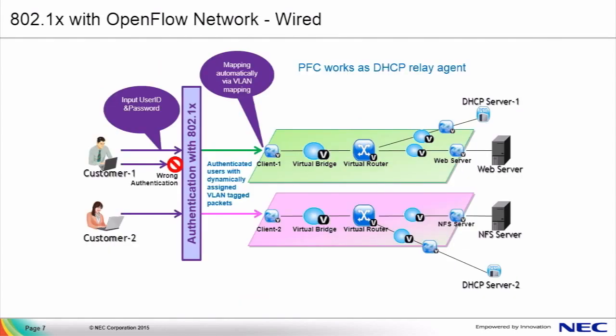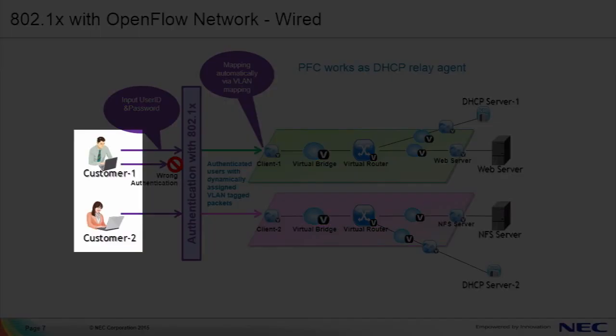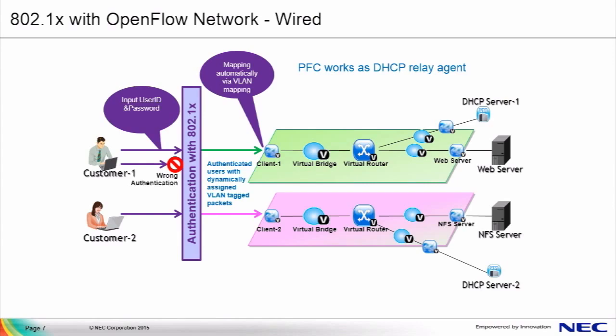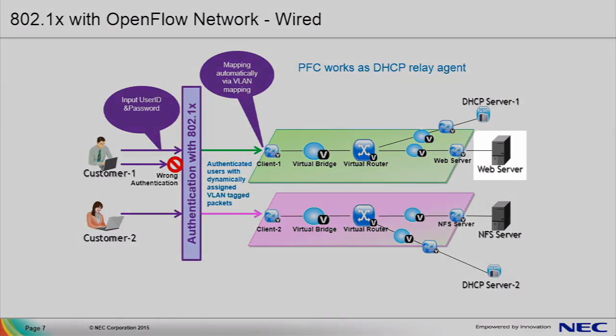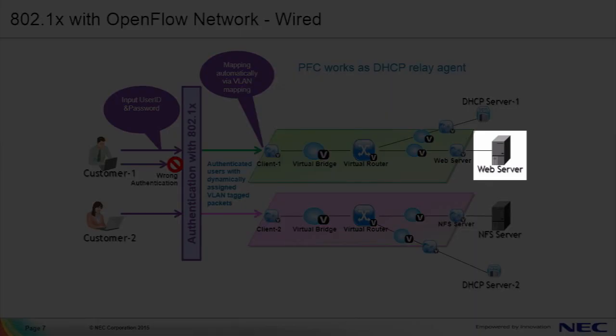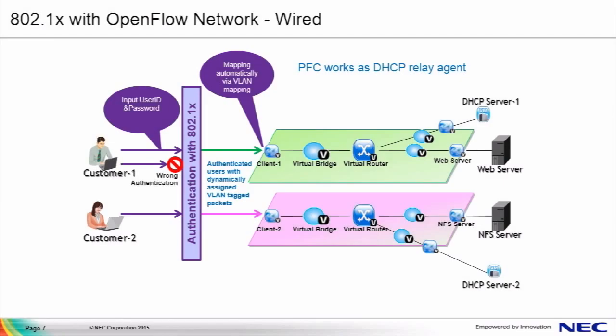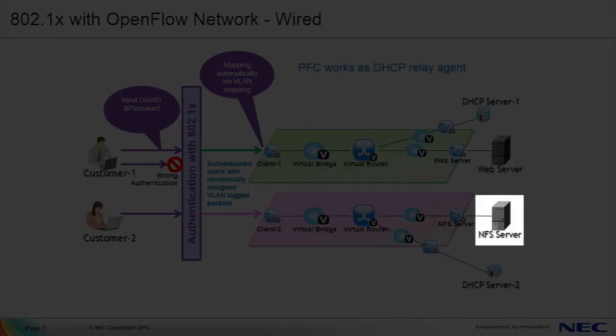Here we'll discuss the VLAN mapping technique in more detail. The VLAN mapping technique is a way for the programmable flow controller to map different hosts into different virtual tenant networks. Imagine in this scenario that customer 1 and customer 2 work for the same company but reside in different departments. As such, customer 1 should only have access to the web server connected to the green VTN, while customer 2 should only have access to the NFS server connected to the pink VTN.